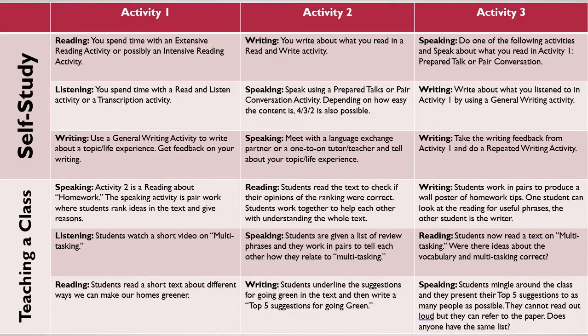So if we're going to learn on our own, we could start off with a reading activity. Now, the reading activity can be from our extensive reading or intensive reading. The intensive reading shouldn't be too difficult, though. Afterwards, we use this topic in our writing. So we write about what we read. So you take the read and write activity, which in fact is part of a linked skills activity. It's two activities. For a linked skills activity, you need three.